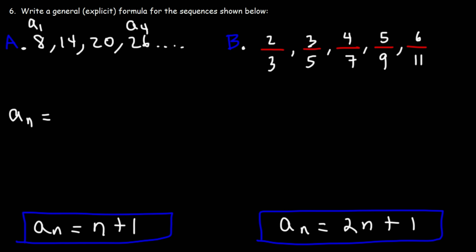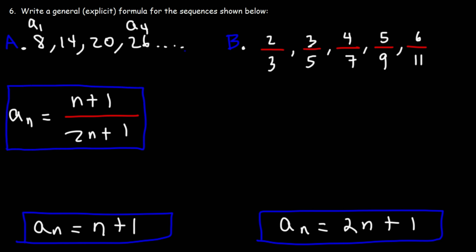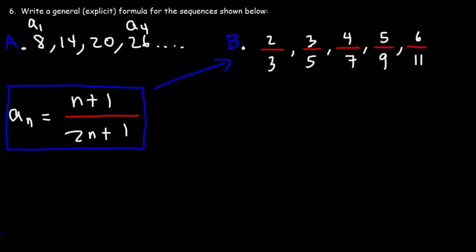So we're going to write a sub n, and we're going to write it as a fraction. The sequence for the numerator is n plus 1. The sequence for the denominator is 2n plus 1. So this right here represents the sequence that corresponds to what we see in part B. And we could test it out.